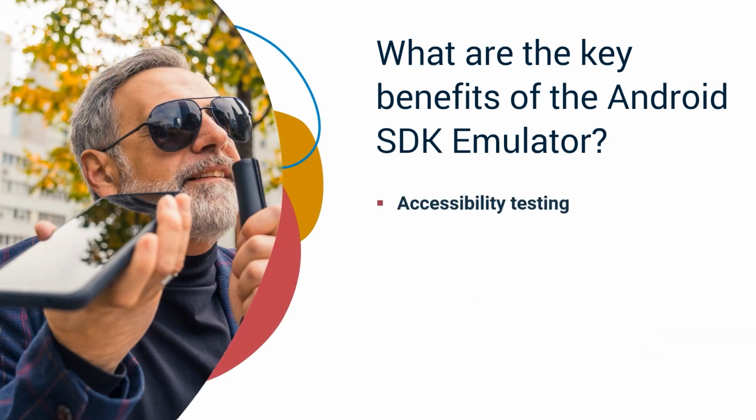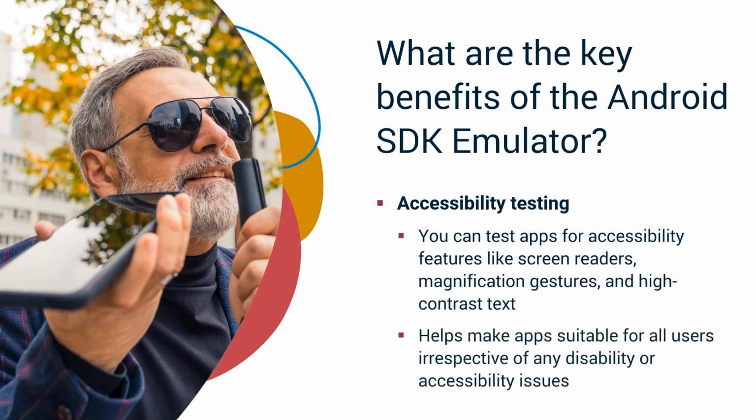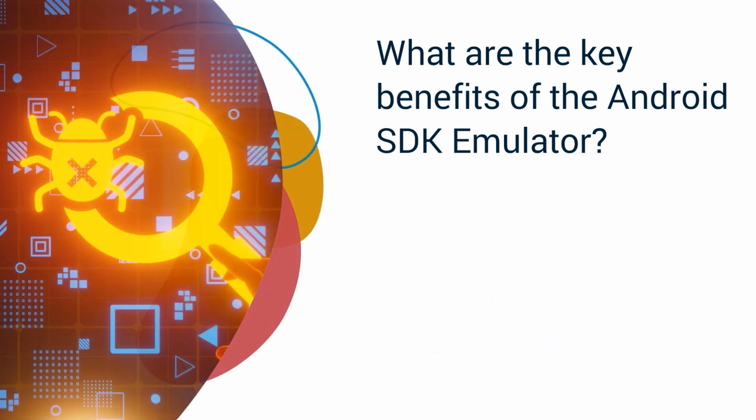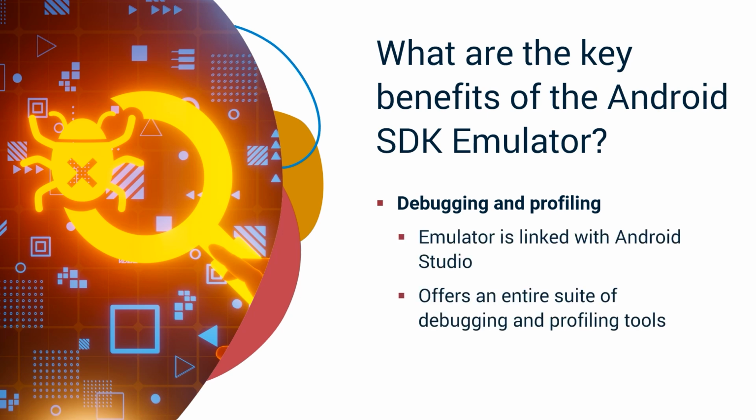Next is accessibility testing. Apps can also be tested on the emulator for accessibility features, such as screen readers, magnification gestures, and high-contrast text. Testing for accessibility helps make apps suitable for all users, regardless of disability or accessibility issues. The last benefit is debugging and profiling. The emulator is linked with Android Studio, which offers an entire suite of debugging and profiling tools to fix application problems more efficiently.